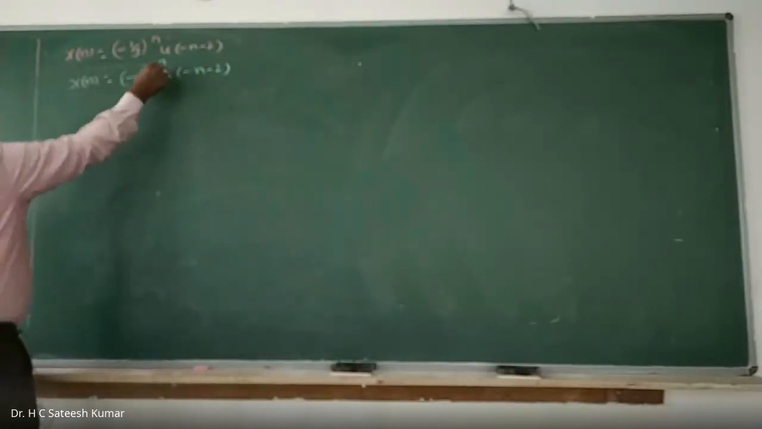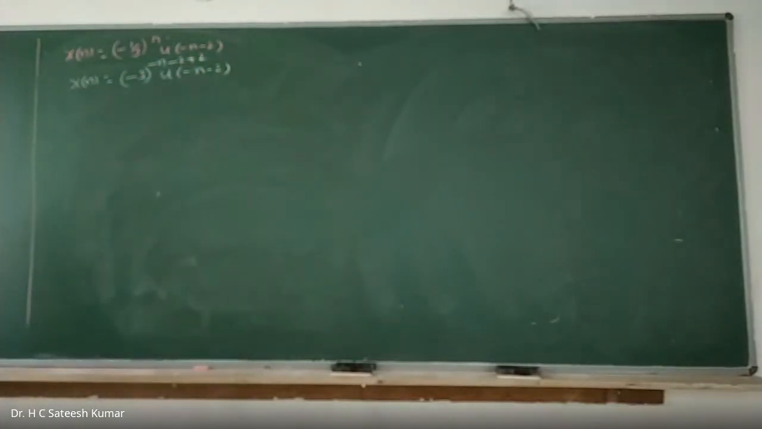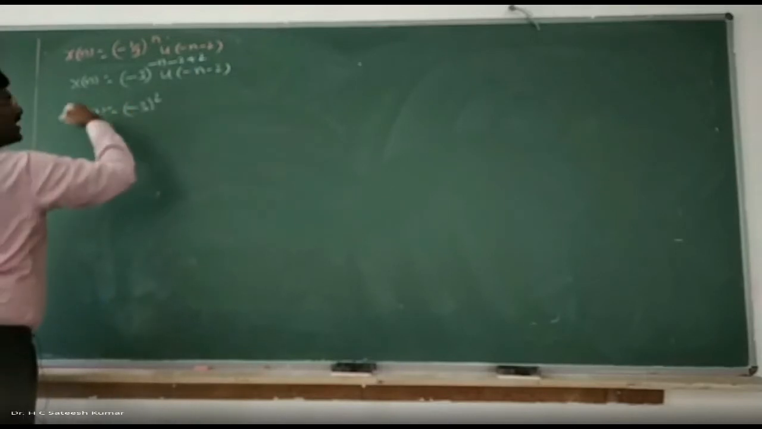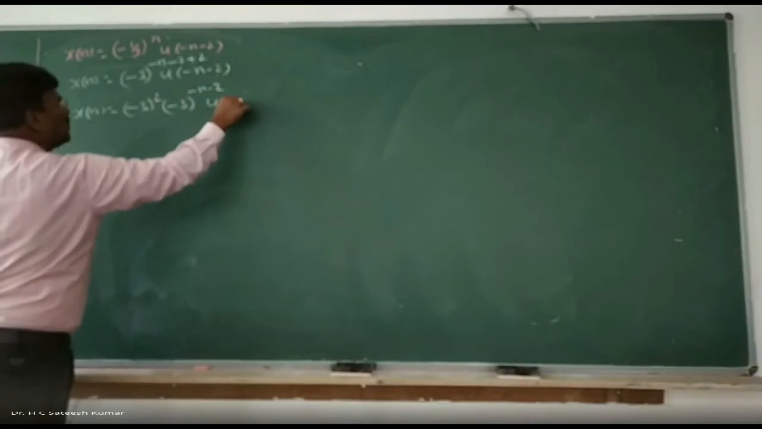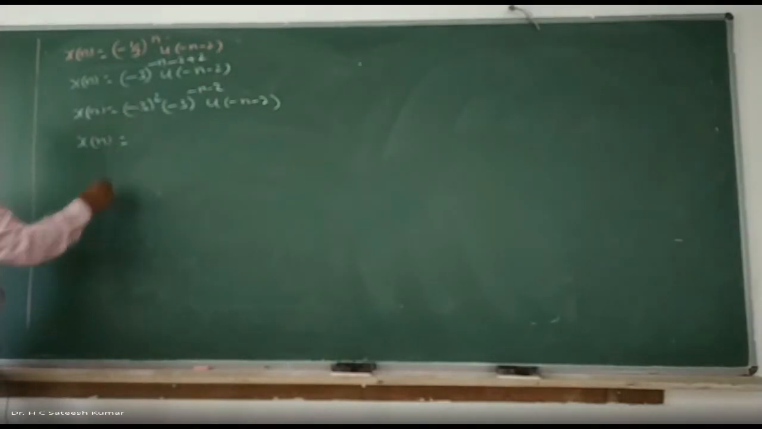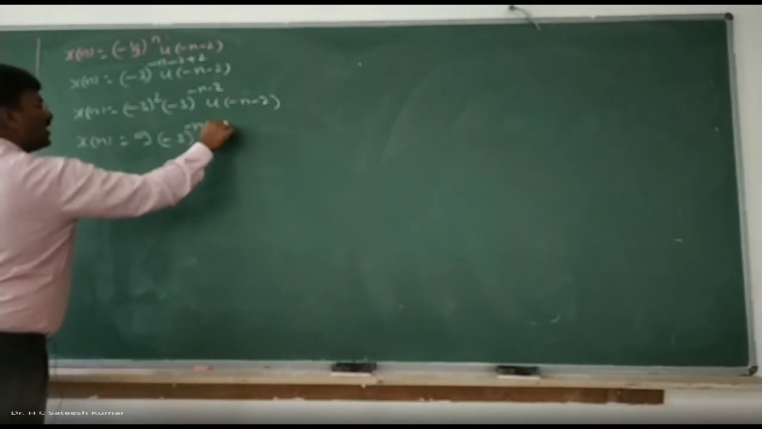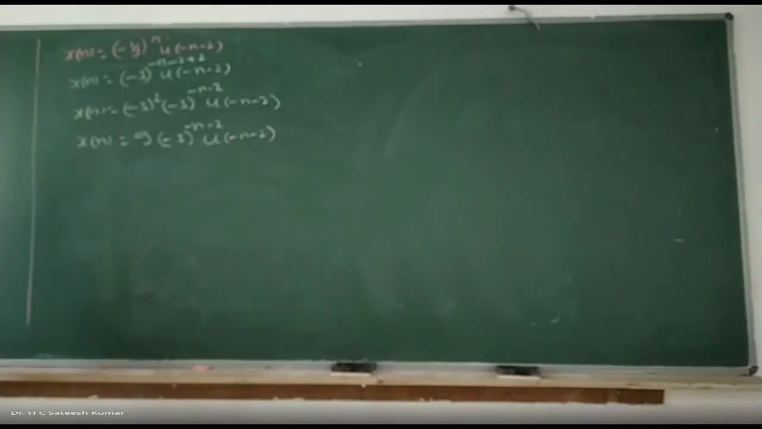Now further, this one, if you want to get minus 2 plus 2, you do it. Now you will get that format, no? So x of n is equal to, this can be written as what? Minus 3 whole square, I can take it outside, into minus 3 to the power of minus n minus 2 into u of minus n minus 2. Minus 3 to the power of 2 is what? 9, no? Minus 3 into minus 3 is 9, into minus 3 to the power of minus n minus 2 into u of minus n minus 2. Now you go for substitution. That's how we should do it.